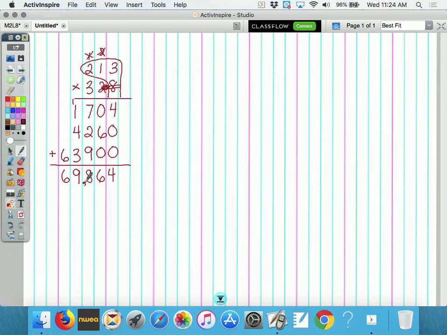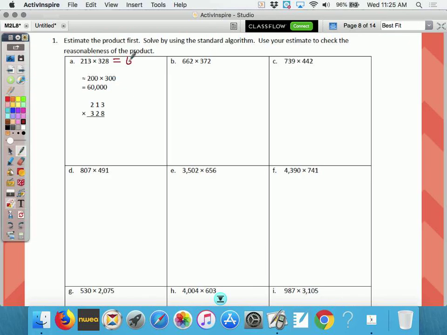And do you see how these multiplication problems usually end up wider than they start? So that's why you've got to move your next problem over farther than you think you do. And we'll talk about that in a minute. So now I want you to take your answer, 69,864, and write it on your paper. Okay? So now, what do we do first on the next one?